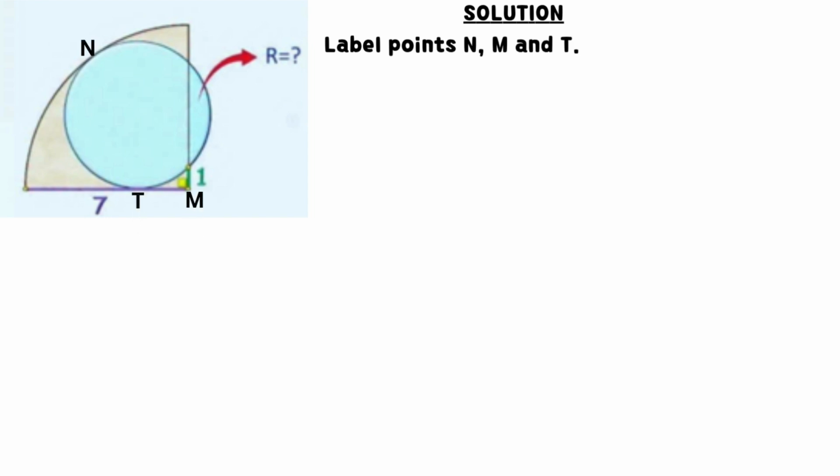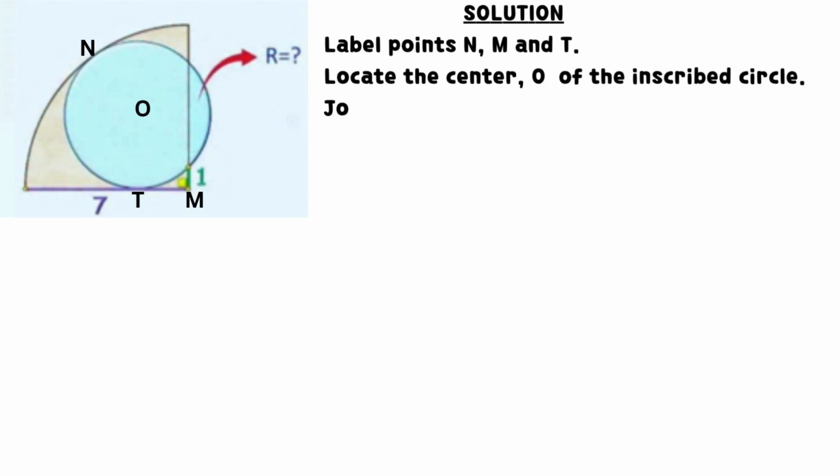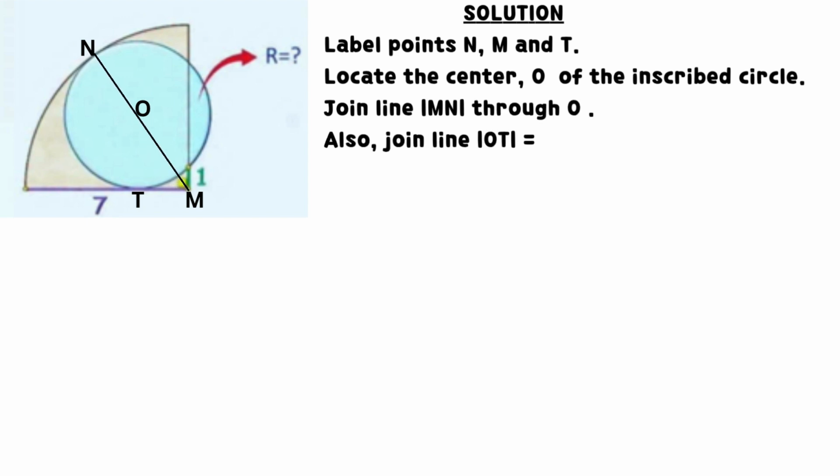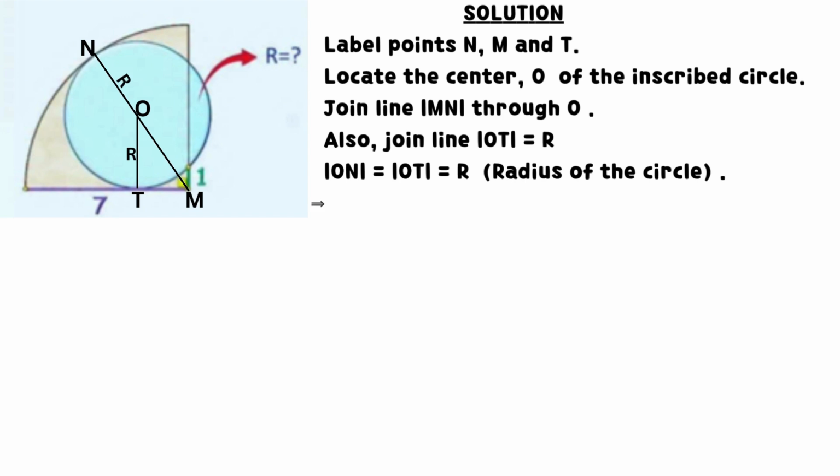Solution. Label points N, M, and T. Locate the center, O, of the inscribed circle. Join line M, N through O. Also, join line O, T equals R. O, N equals O, T, which equals R. This implies that O, M equals 7 minus R.